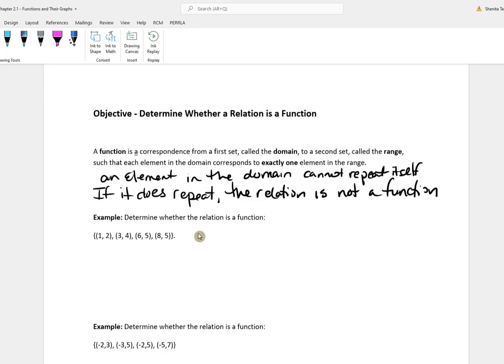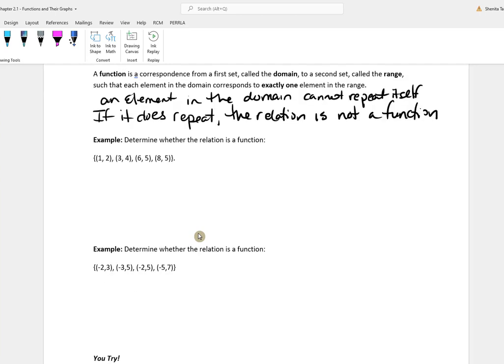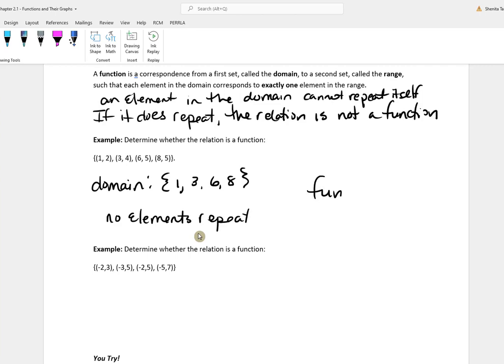All right, so let's look at this first one. First, let's figure out the domain. Remember, the domain will be all of the x values. So we got 1, 3, 6, and 8. As you can see, none of these values repeat. No elements repeat. So this is a function.